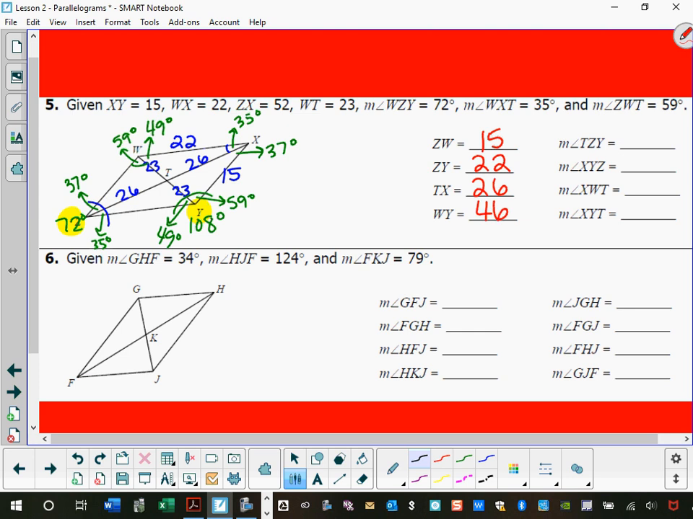Now they're asking for angles. The measure of angle TZY. Where's T? TZY would go, no, this bottom one. We're starting at T, Z, Y. So it's 35 degrees. X, Y, Z. That's that whole angle there. So it's 108 degrees.